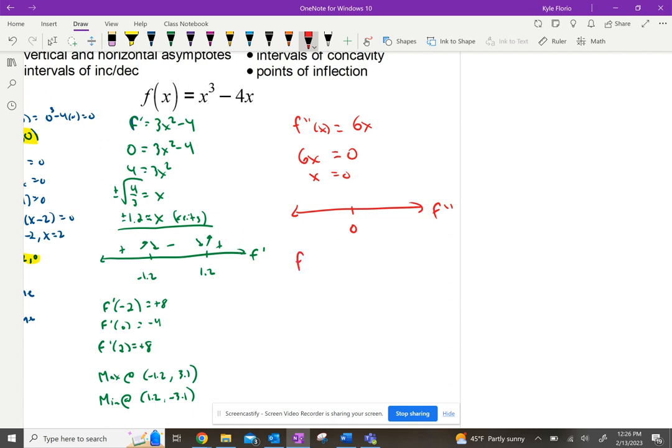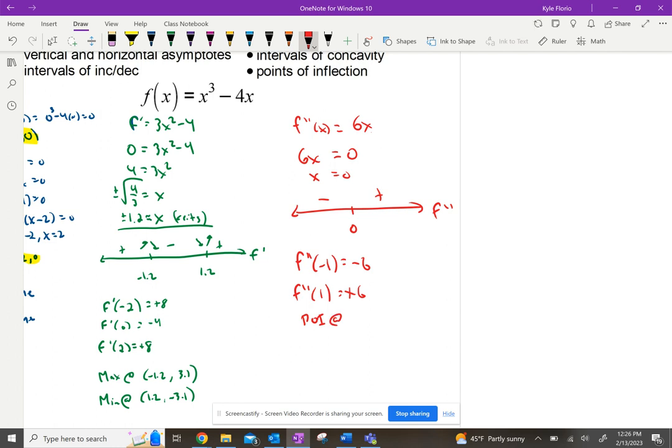So let's look at the concavity if x is less than 0, and what the concavity is if x is greater than 0. If I'm less than 0, I plug in a negative number. 6 times negative 1 is negative 6, so it's negative, so it's concave down. If I plug in a positive number, 6 times 1 is 6, so I get a positive 6. So my function is concave down up until 0, and then once I get to 0, it switches from concave down to concave up, so we do have a point of inflection here.